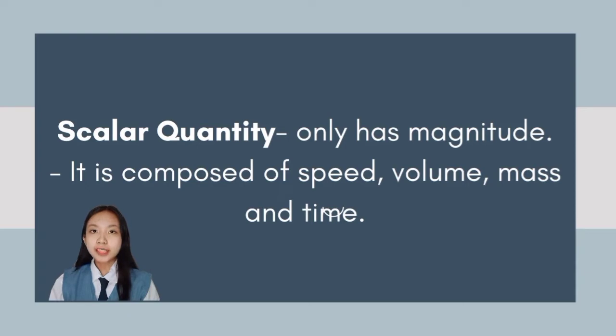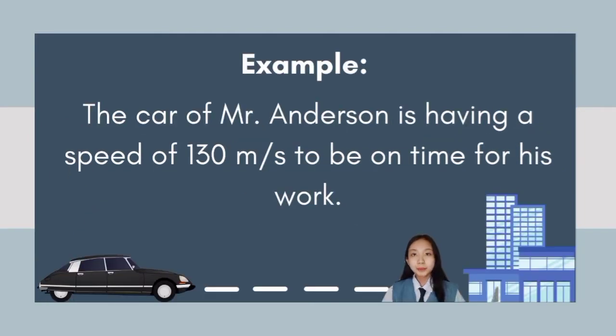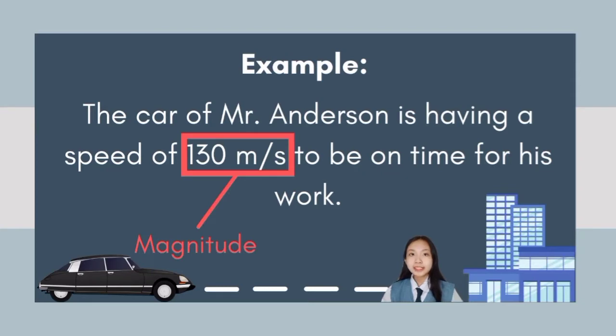Scalar quantity only has magnitude and it can only be represented by a number. It does not have any direction, but it follows generic rules of addition of numbers. It includes speed, volume, mass, and time. For example, the car of Mr. Anderson is having a speed of 130 meters per second to be on time on his work. Based on the problem on the screen, there is only one element showed for scalar quantity, which is the 130 meters per second for the magnitude.